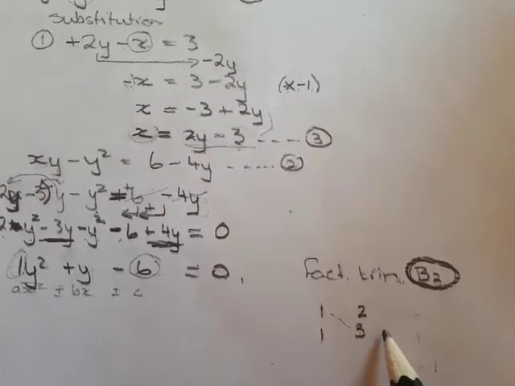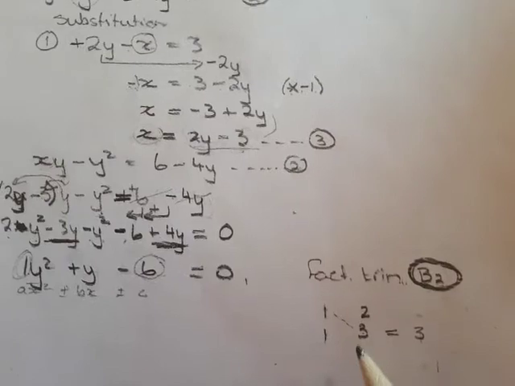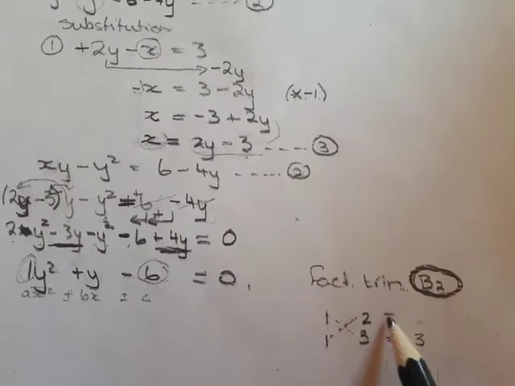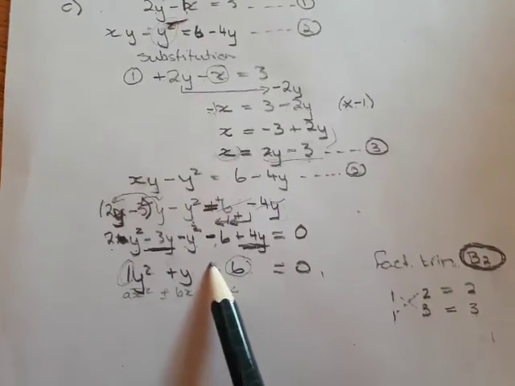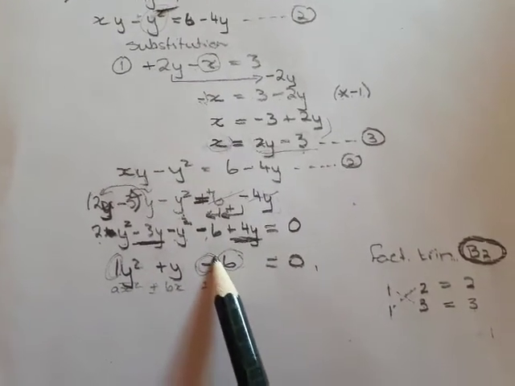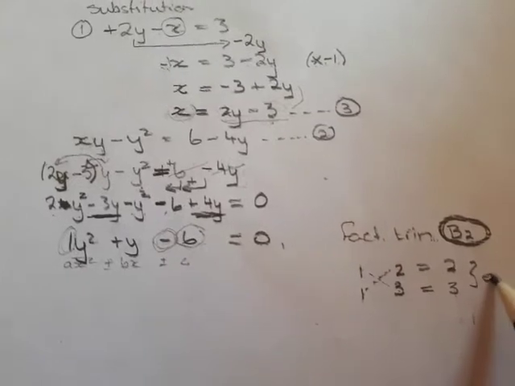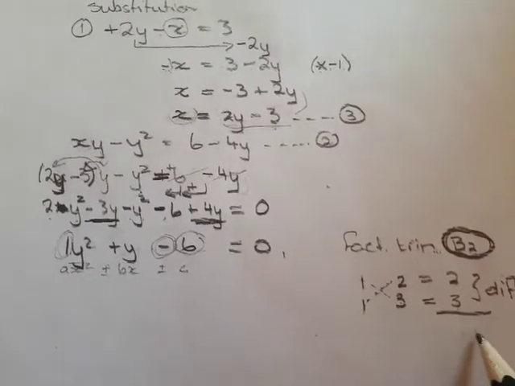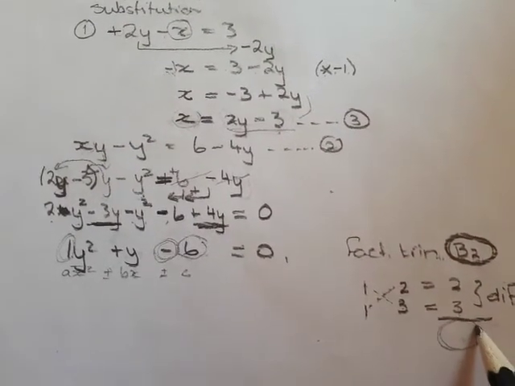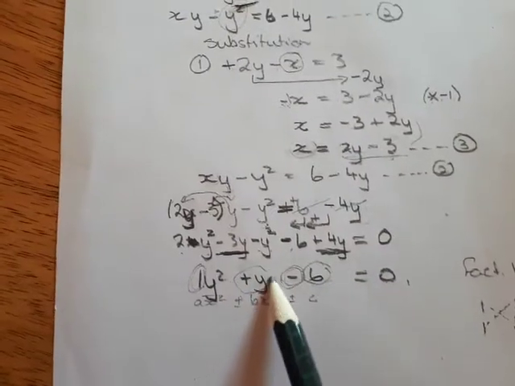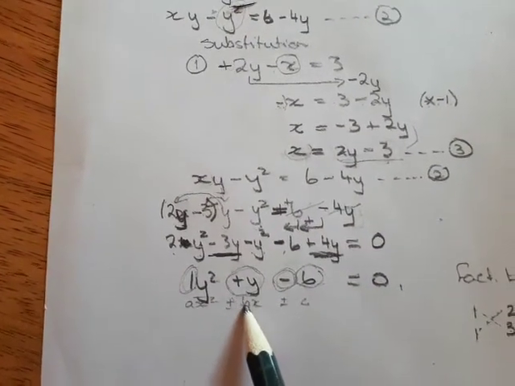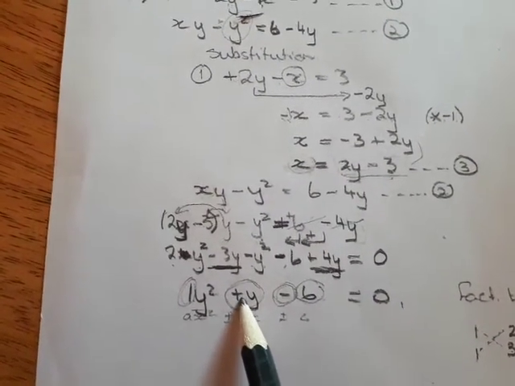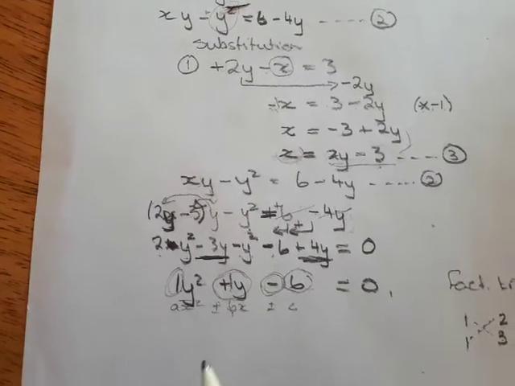So 1 times 3 equals 3, and then 1 times 2 equals 2. And then because this is a negative, you must get the difference of these two answers. So you must have a minus and a plus. But the difference here must actually give you the term that is in the middle. So it must give you the value of b. So if you look here, the value of b is positive 1.